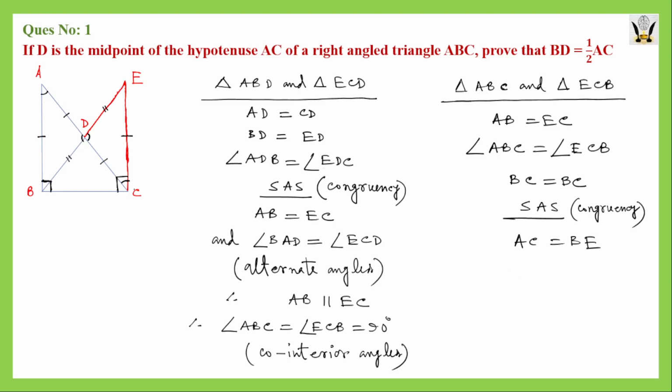Now as per our construction, D was the midpoint between B and E. So BD is equal to half of BE. This is as per our construction, and we have already proved from congruency that AC is equal to BE. That means in place of BE we can write AC. That means we can say that BD is equal to half of AC, and that we were supposed to prove.